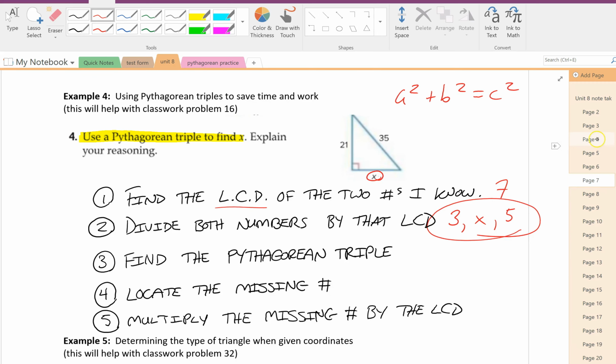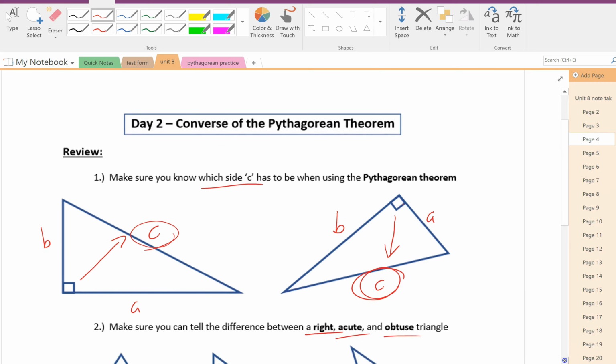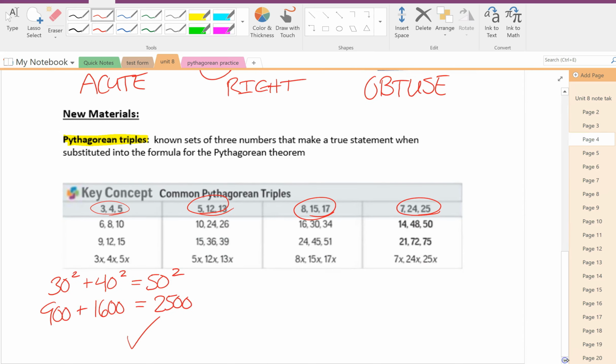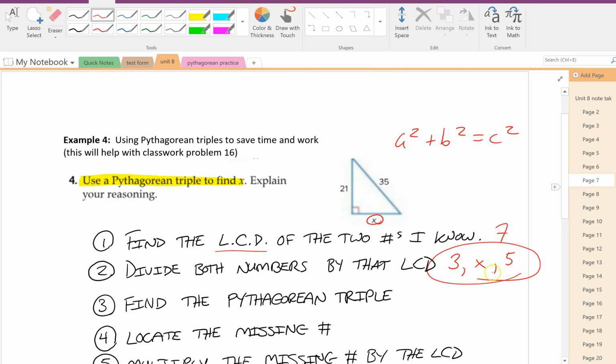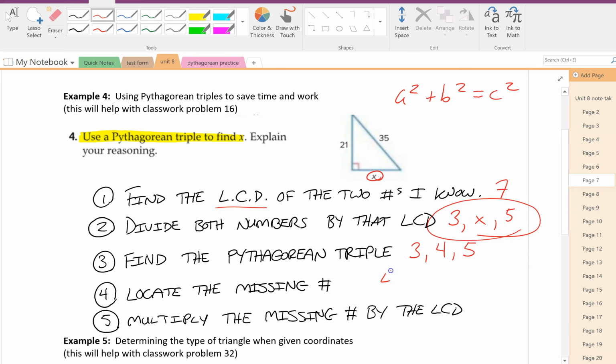I'm going to go back to this chart here, and I'm going to look for which Pythagorean triple it probably is. Well, obviously it's going to be this one right here, the 3, 4, 5. That means my missing piece is a 4, but that's not how long that side is, right? I just know that if I took that side and divided it by 7, I would get 4. So the Pythagorean triple I'm working with is 3, 4, 5. The one I'm missing is 4, right? That's the one that was x up here.